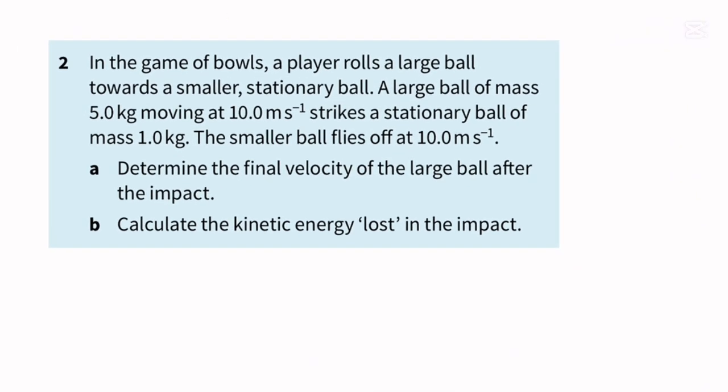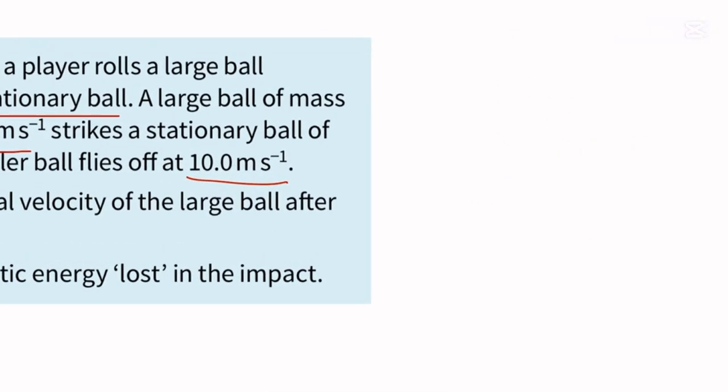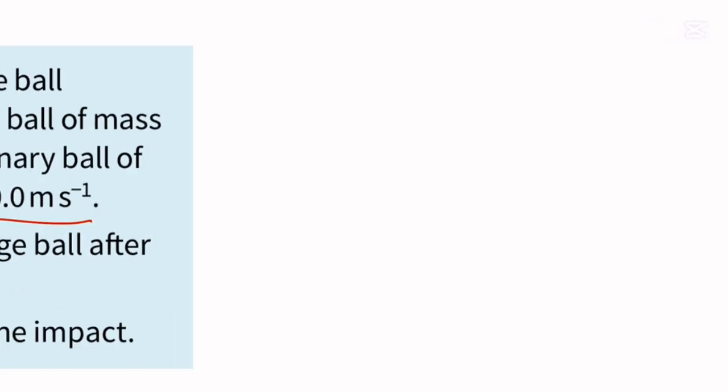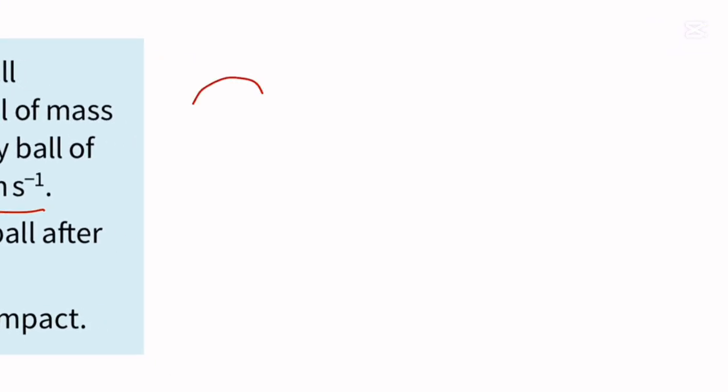In a game of balls, a player rolls a large ball towards a smaller stationary ball. A large ball of mass 5 kg moving at 10 meters per second strikes the stationary ball. It's a ball of mass 1 kg. The smaller ball flies at 10 meters per second. So this is a lot of data right here. So let's actually draw a diagram to simplify this, right?